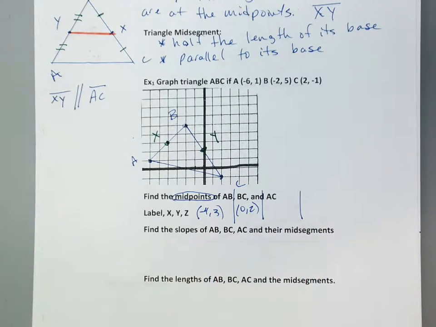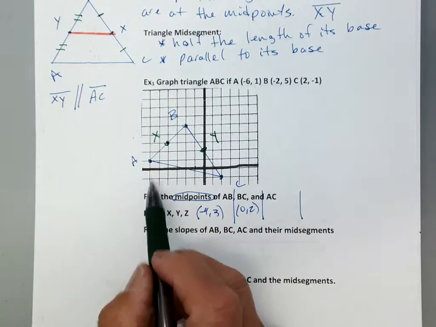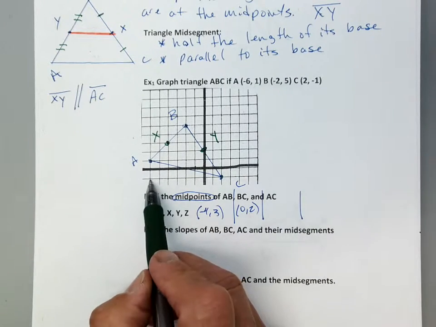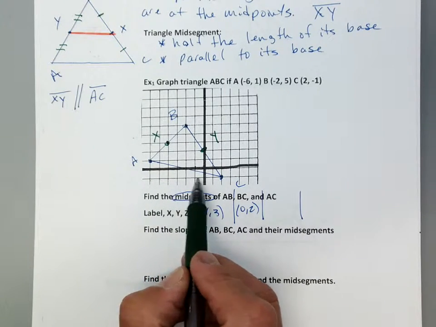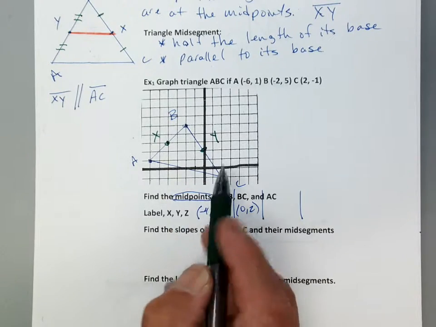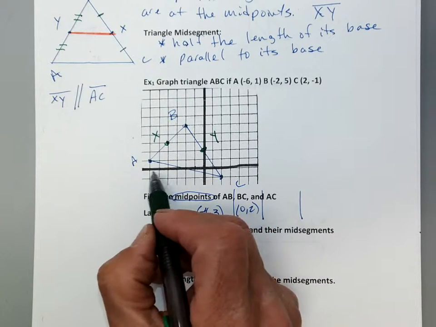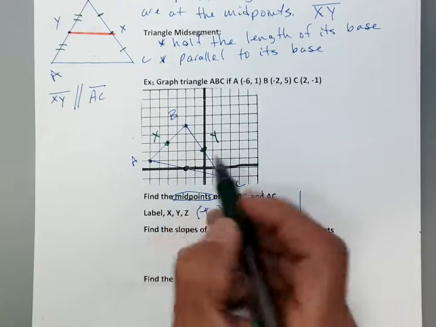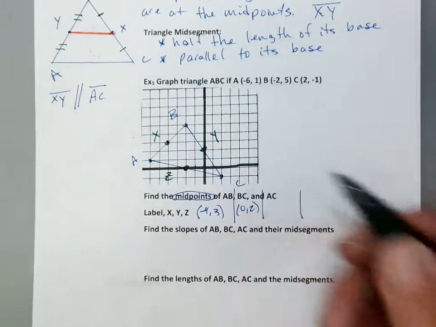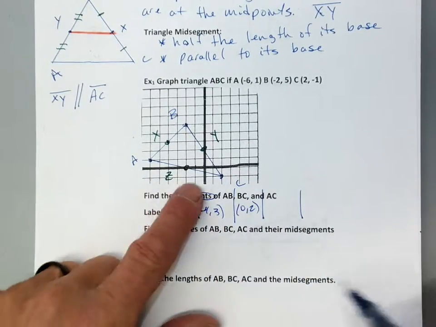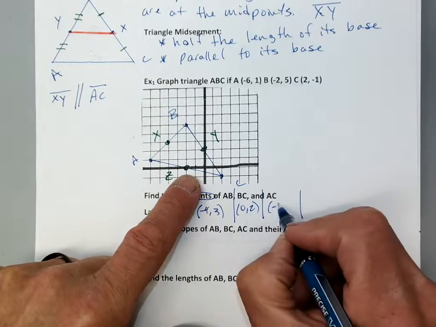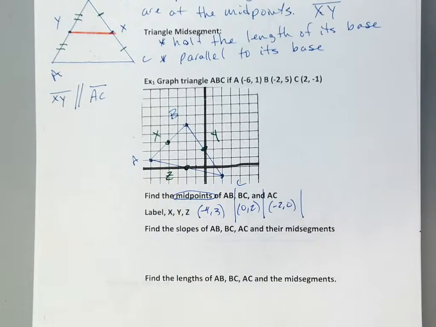Okay, let's find the midpoint of AC. Well, that's easy. Let's count it. 1, 2, 3, 4, 5, 6, 7, 8, 2, 8. Let's go 1, 4, 1, 2, 3, 4 is right there. Let's label that Z. And the coordinate of Z is at -2, 0. Okay, so far so good.